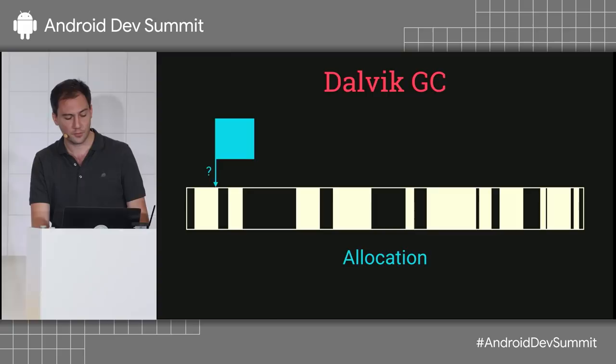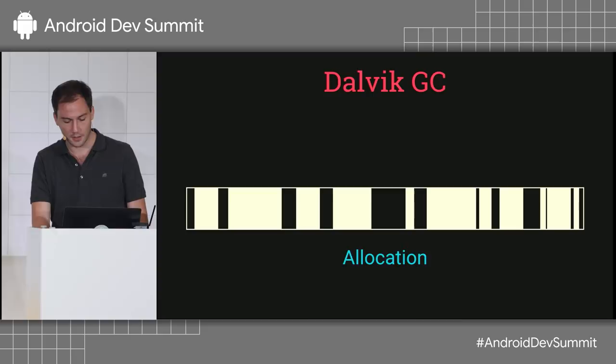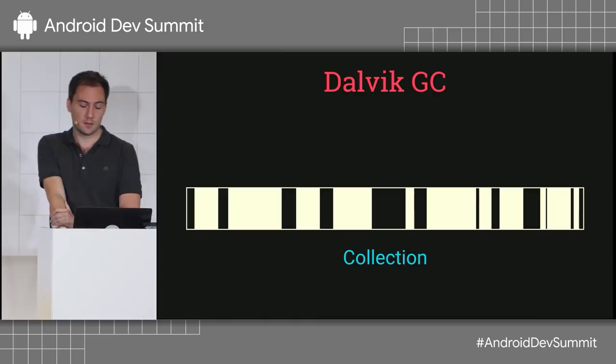So what Dalvik is going to do is just walk through the heap and find a spot where the object fits. When it finds one, pretty easy, just slot it there. Things become a lot more complicated when it comes time to collect objects.